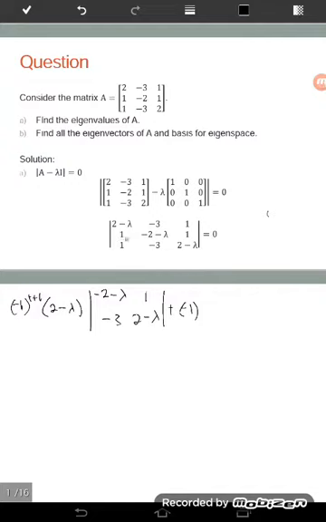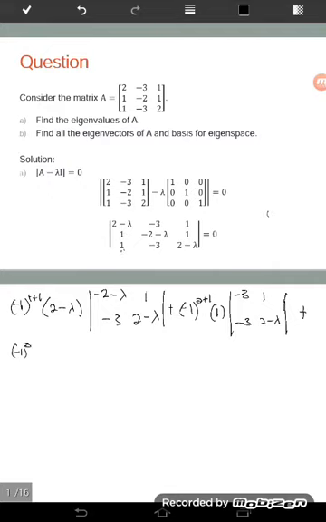Okay, so for the second one, this one is row 2 column 1, so negative 1 power of 2 plus 1, and then times by 1. Then determinant of close column 1 and row 2, so it is negative 3, 1, negative 3, and 2 minus lambda. After that plus negative 1 for the next one, which is row 3 column 1.